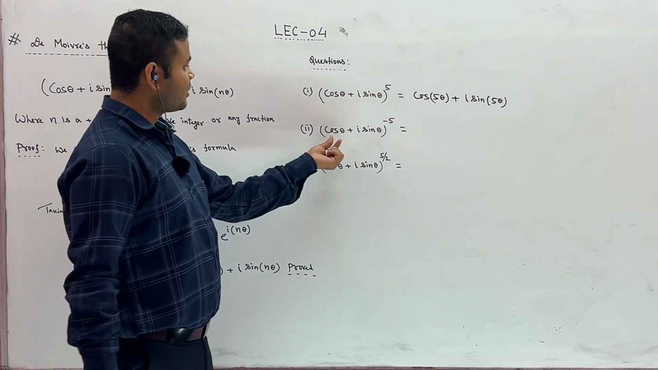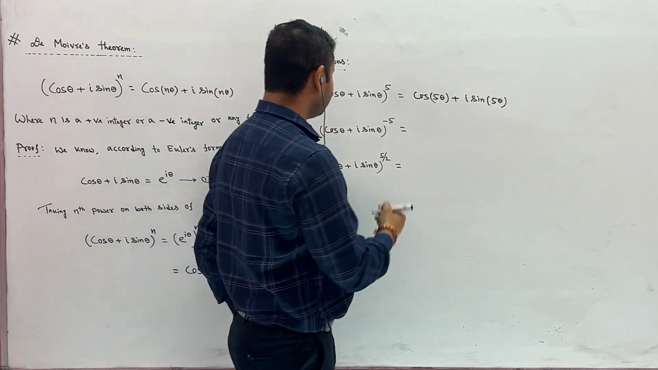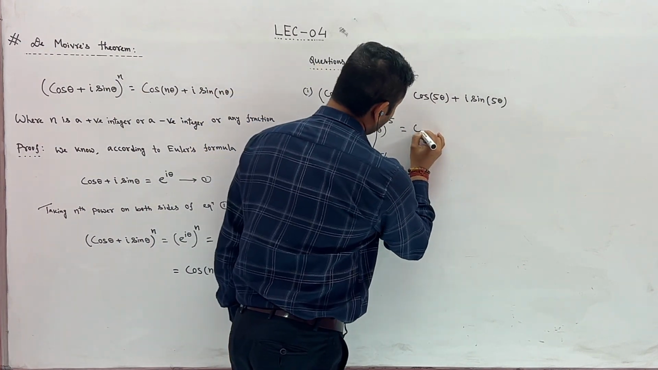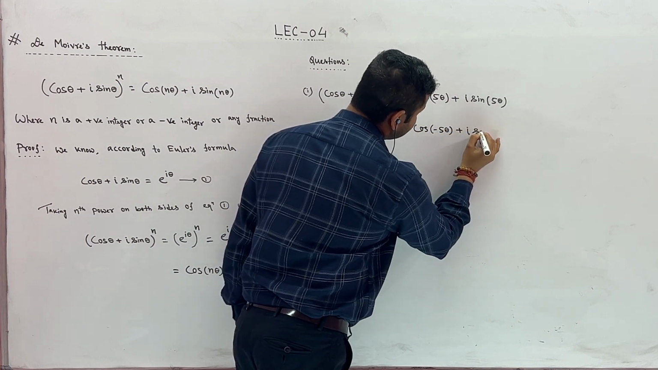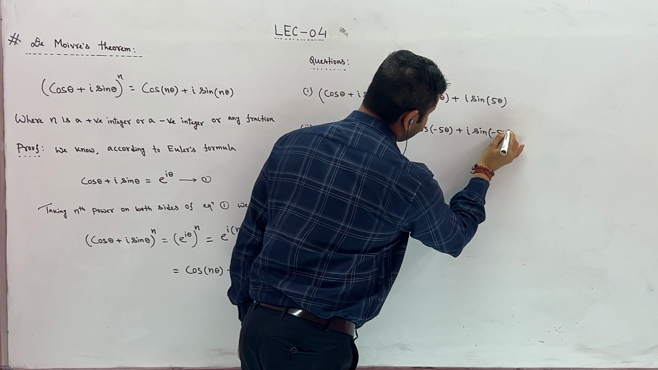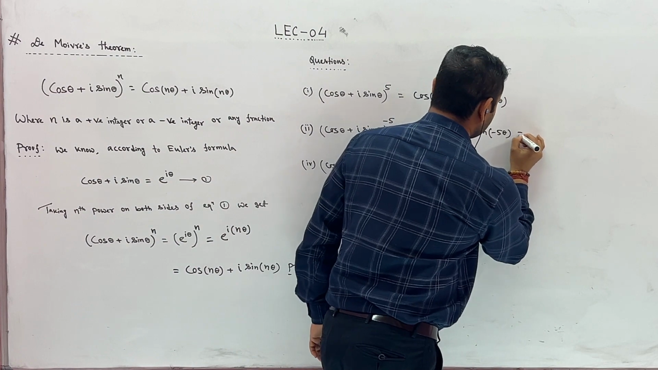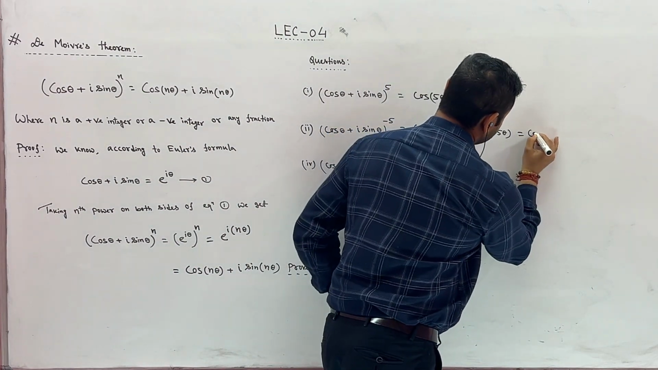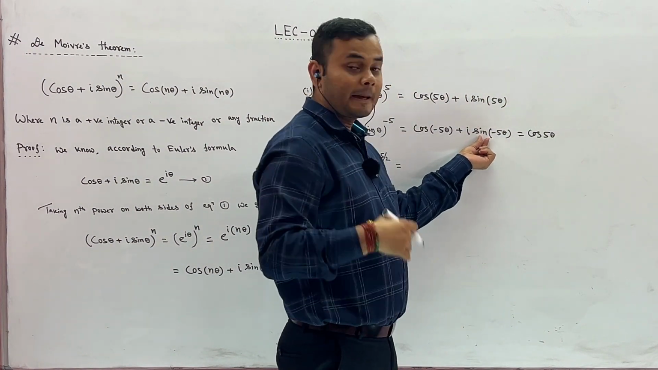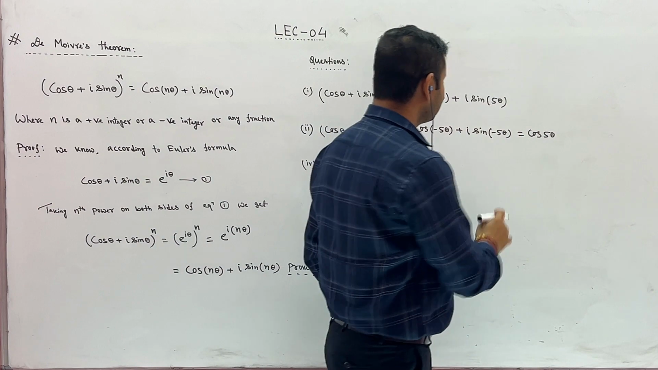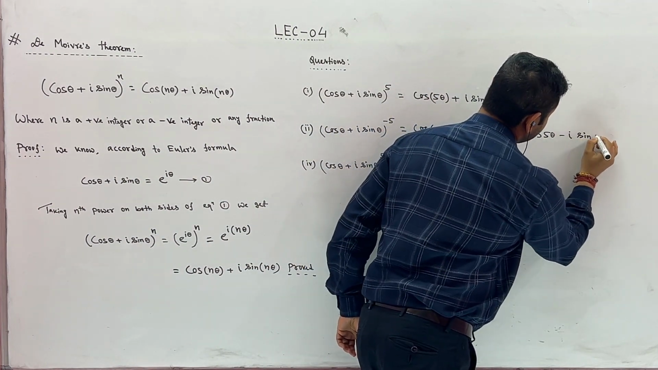Next question is (cos theta plus iota sin theta) to the power minus 5. So, if we apply de Moivre's theorem, we can write cos minus 5 theta plus iota sin minus 5 theta. Cos minus theta equals cos theta. So, after simplifying, we can write cos 5 theta. Again, sin minus theta equals minus sin theta. So, this expression will become minus iota sin 5 theta.